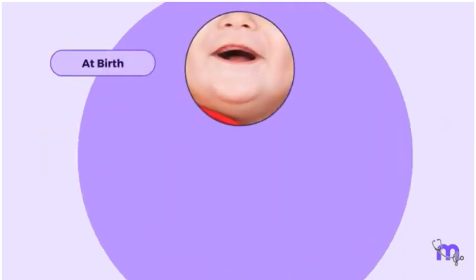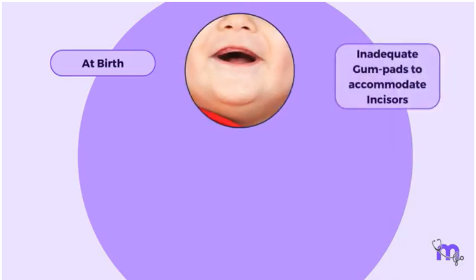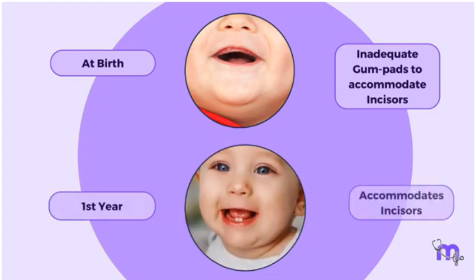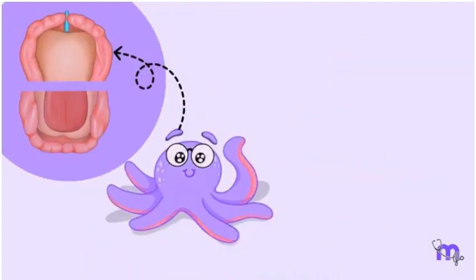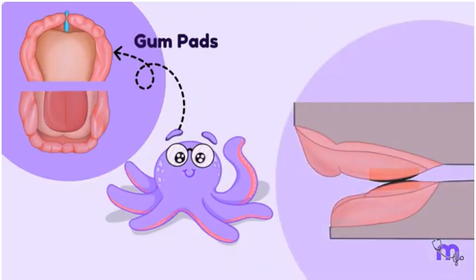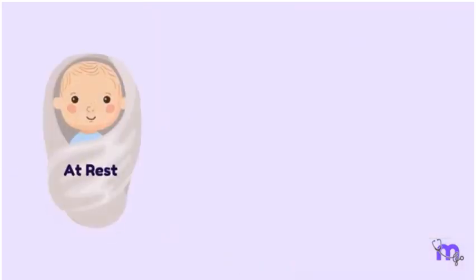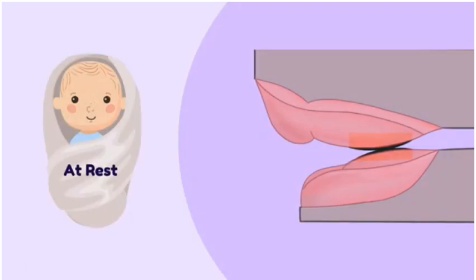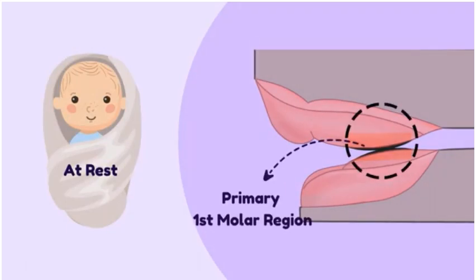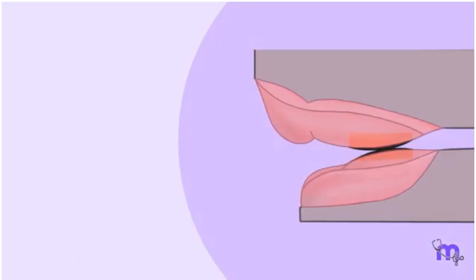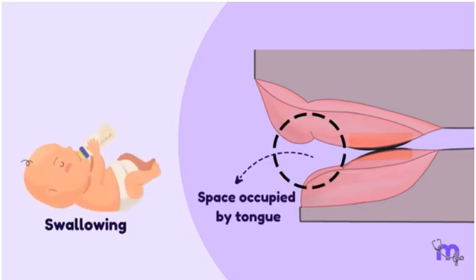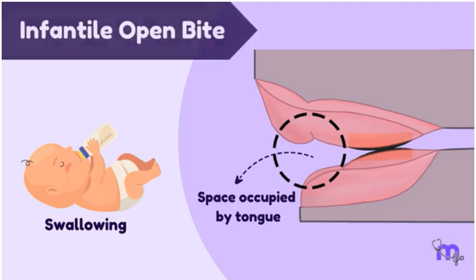At birth, the width of the gum pads is inadequate to accommodate all the incisors. As they proliferate over the first year, they accommodate the teeth. Now that we have discussed the gum pads individually, let us put them together in their position. At rest, the two gum pads come in contact only at the first primary molar area. The anterior segments of the upper and lower gum pad do not occlude, creating a space between them, occupied by the tongue during swallowing. This is called the infantile open bite.